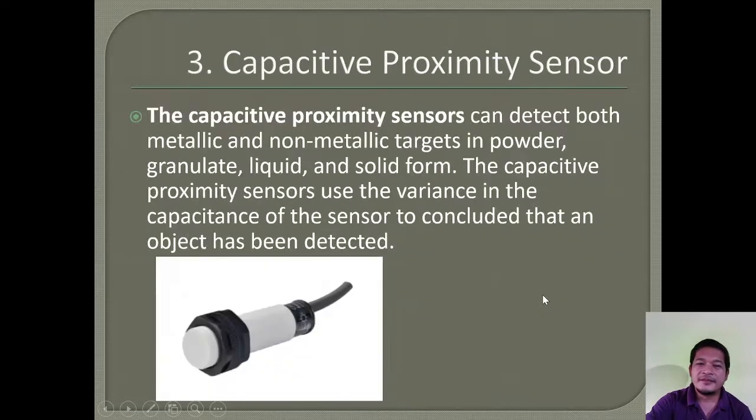Okay, so then number 3 is the capacitive proximity sensor. It can detect both metallic and non-metallic targets in powder, granulate, liquid, and solid form. So the capacitive proximity sensor uses the variance in the capacitance of the sensor to conclude that an object has been detected. Okay.